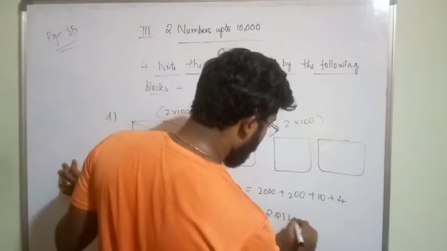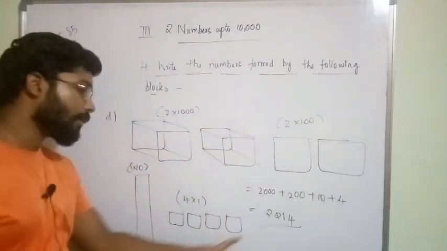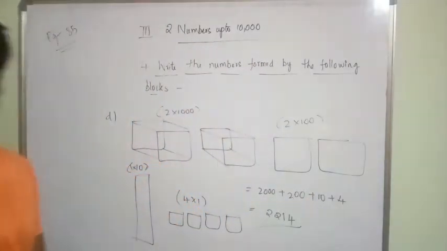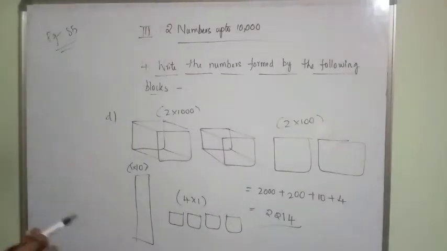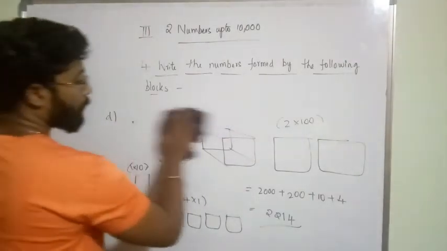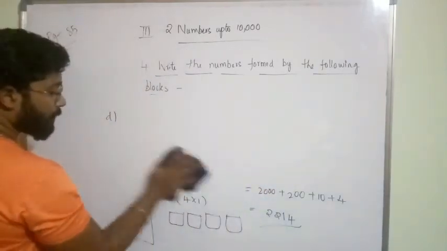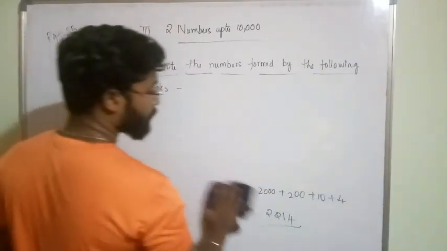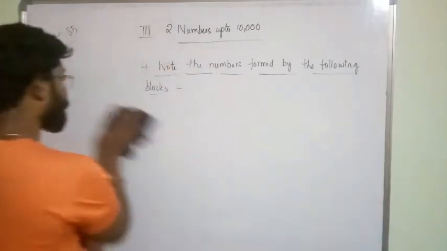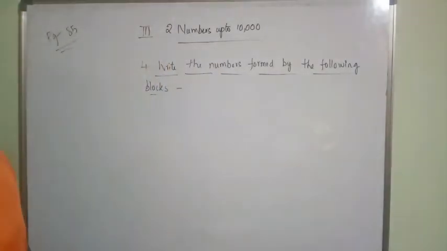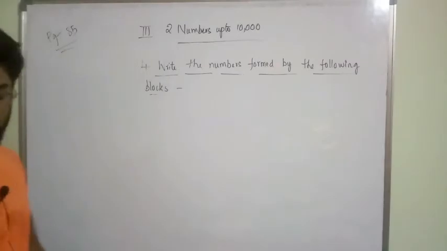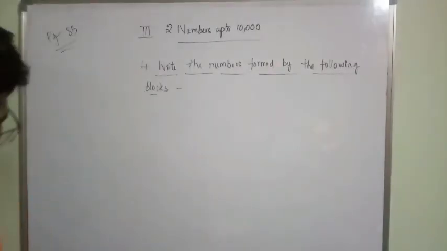2214. If you add all this, you will get 2214. Like that, by seeing the type of boxes, you have to understand that the cube box value is 1000, and the square box value is 100. You have to remember that. It is very easy for you. Okay, so with this we have completed your 4th bit, no?